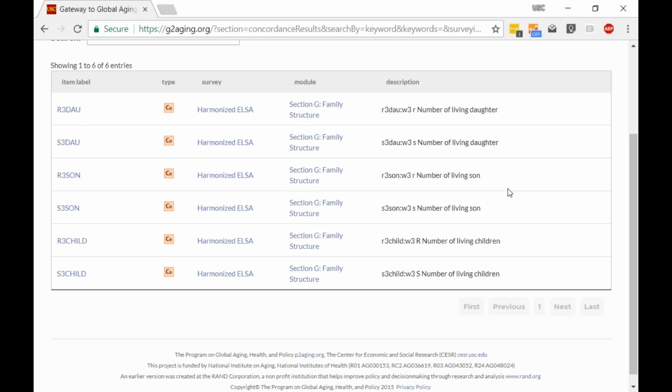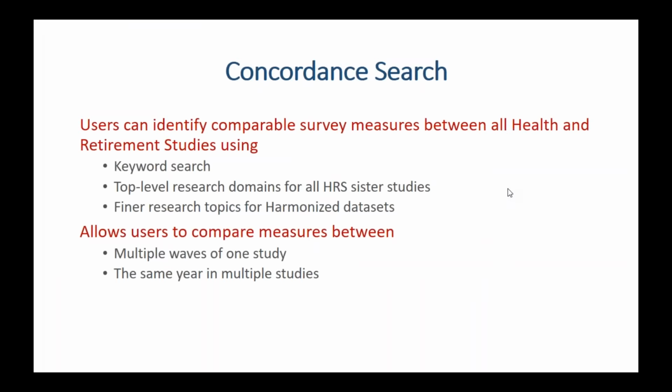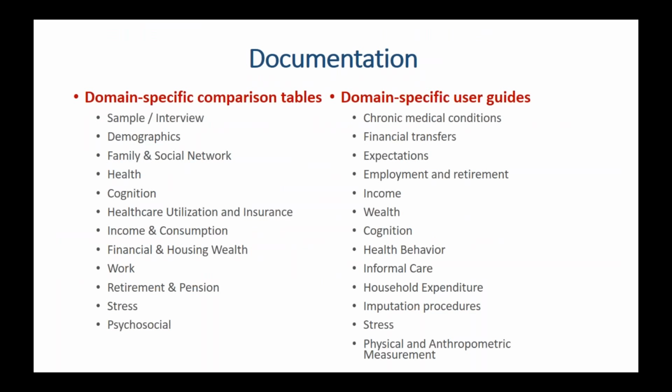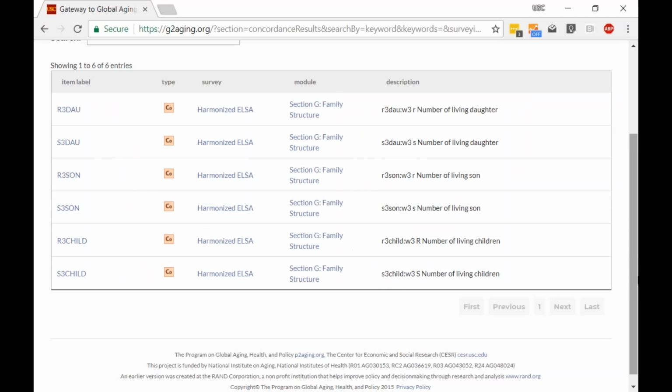For many of these studies, there's no way to just generally search through any of the surveys themselves without going through individual PDFs and using the search function. So this is an especially helpful function for researchers. We also include a lot of documentation because of course the search isn't going to give you all the answers about everything that is different. So our documentation comes in two main forms. One is domain-specific comparison tables, and the other are domain-specific user guides. And they're both available on the documentation page for the Gateway.